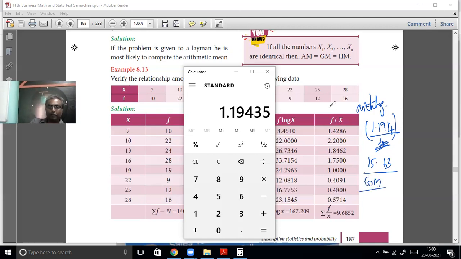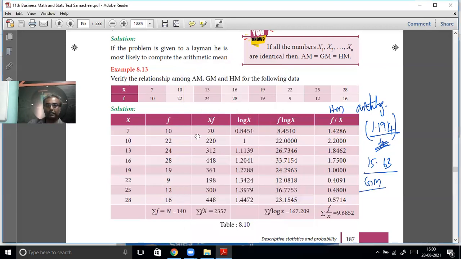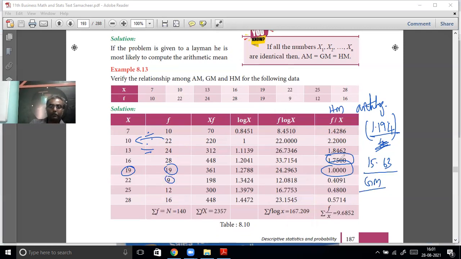Now you have to find the harmonic mean. Harmonic mean is n by sigma f by x. So f by x: 10 divided by 7 is 1.413. Then 22 divided by 10 is 2.2. 24 divided by 13, 1.8. 28 divided by 16, 1.75. Then 19 divided by 19 is equal to 1. Like that, 9 divided by 22.4. You got all that.